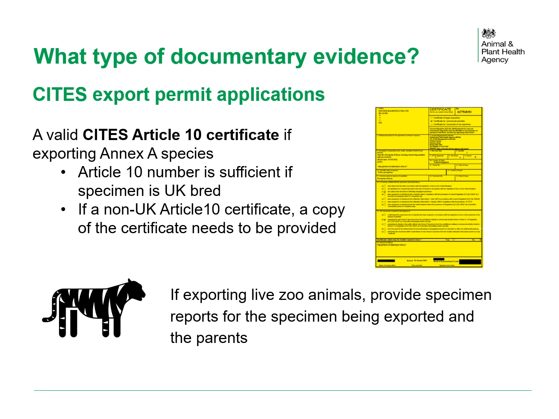If you are exporting Annex A species, you need to provide a valid CITES Article 10 number. The Article 10 number is sufficient if the specimen is UK bred. If it is a non-UK Article 10 certificate, you must provide a copy of the certificate. If you are exporting live zoo animals, you need to provide a specimen report for the specimen being exported and also for the parents.